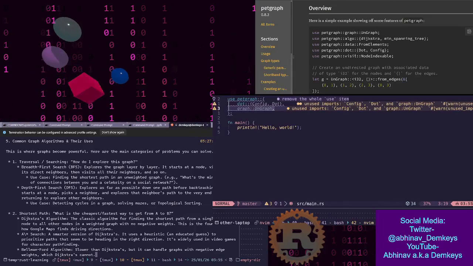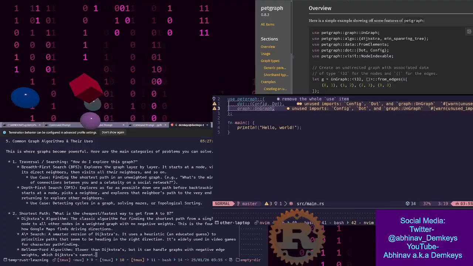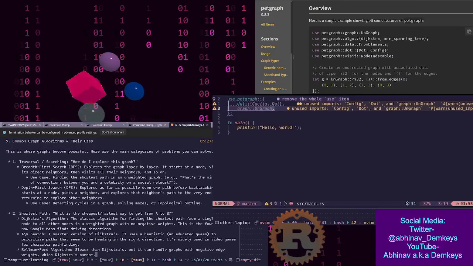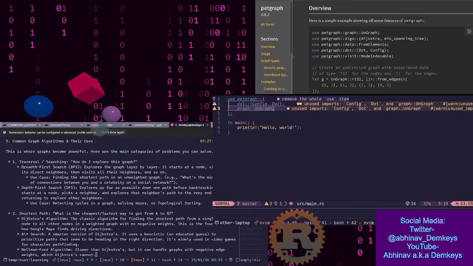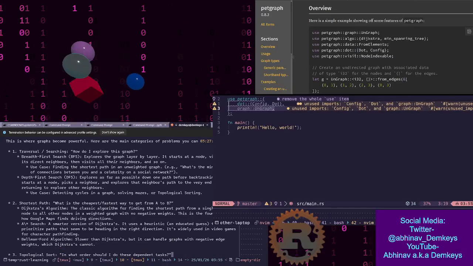That's interesting. I never thought about using graphs to solve mazes. That should be something interesting to implement.